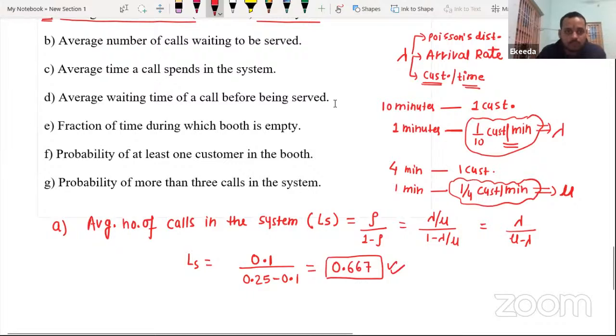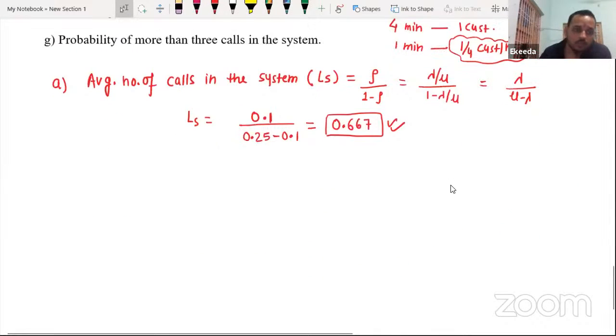Now the second, they are saying find the average number of calls waiting to be served. It means they are asking for the average number of calls in the queue. Calls waiting to be served means they are waiting in the queue. So simply they are asking for LQ.